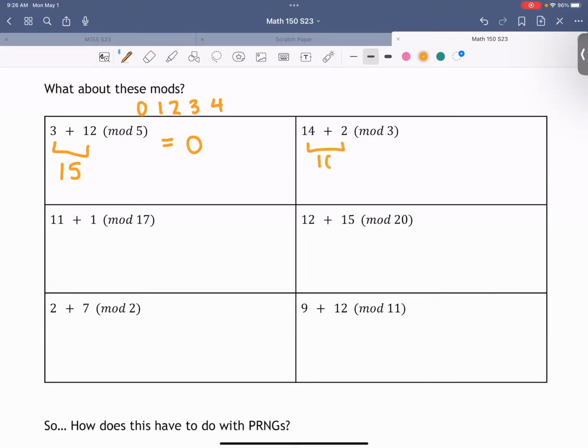14 plus 2 is 16. This time I'm doing mod 3, so the only answers I can get are 0, 1, and 2, right? Let me write that up here. 0, 1, and 2. Well, we have to do 16 minus 3. Oh God, I can't do this in my head. To get 13. 13 minus 3 is 10. 10 minus 3 is 7. There we go. 7 minus 3 is 4. And 4 minus 3 is 1. That's a number that we want. I subtracted 3 five times.